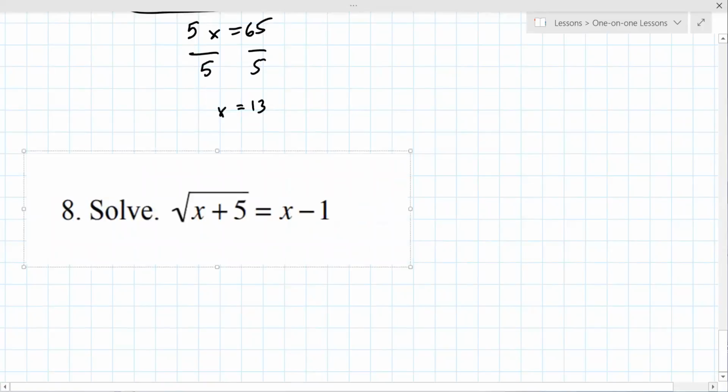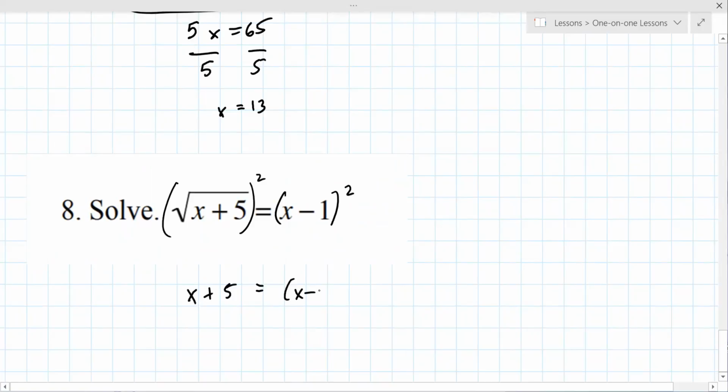Okay, so to solve this one, it's kind of the same idea, but you have to check for extraneous solutions when you're all done. You undo the square root with a square. So the left side becomes x plus 5. The right side becomes x minus 1 times x minus 1. You write it this way so that you remember to FOIL, so you don't accidentally get a solution that's incorrect.